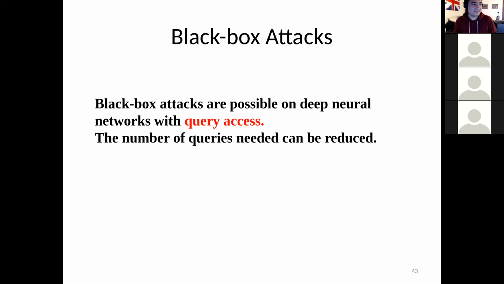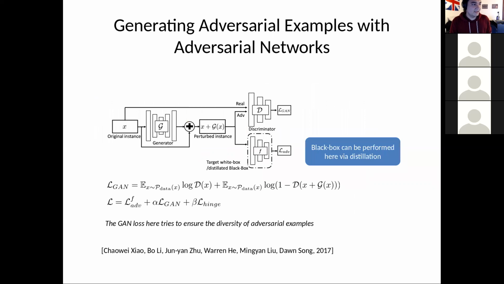Okay, so black box attacks are possible on deep neural networks with query access, but we want to be able to reduce the number of queries. We've talked a little bit about finite differencing, but another possible method is using GANs. And the interesting thing about a GAN is that it has this ability to generate examples and then be penalized for generating the examples. So there's a couple of different ways to do this.